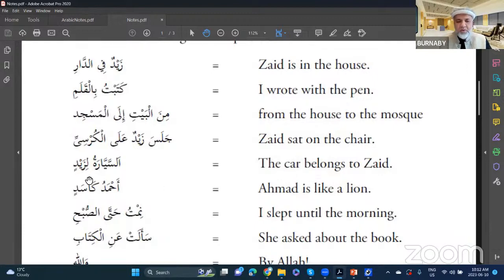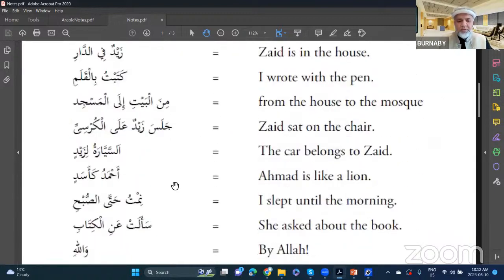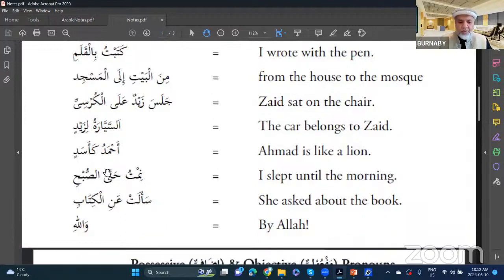Very good. Now the word ka, we looked at this word ka, and this was Ahmadu kal Asadin. Ahmad is like a lion. So this is used when you want to give an example or when you want to compare something with something, then you use the word ka. Okay. Nimtu hatta subh. I slept until the morning. So here hatta is harfijar. Because of that, the noun subhi becomes jar.